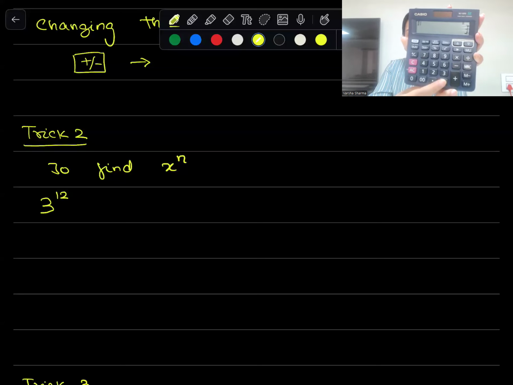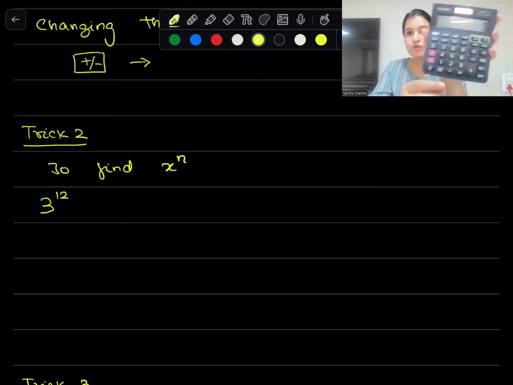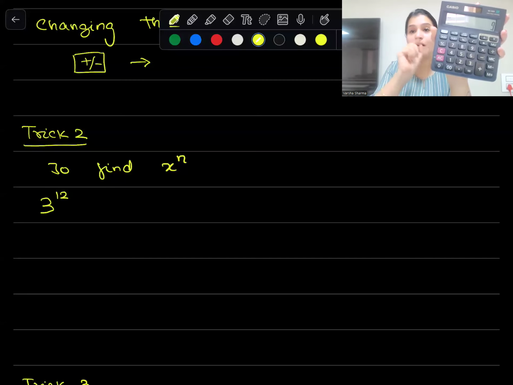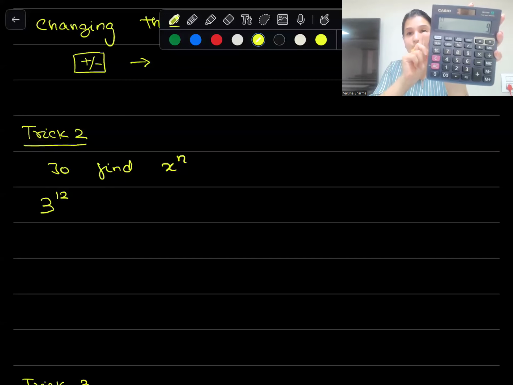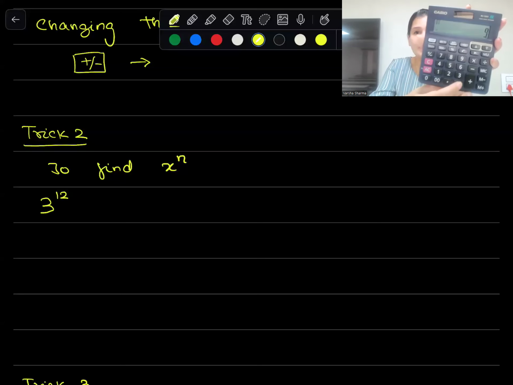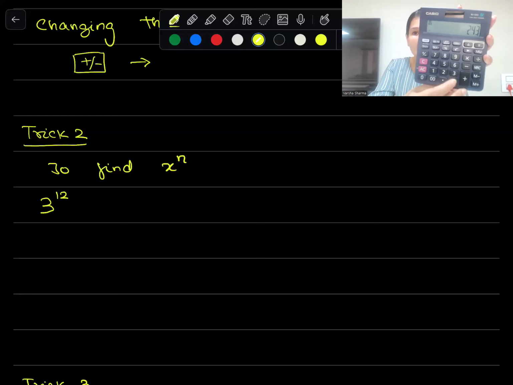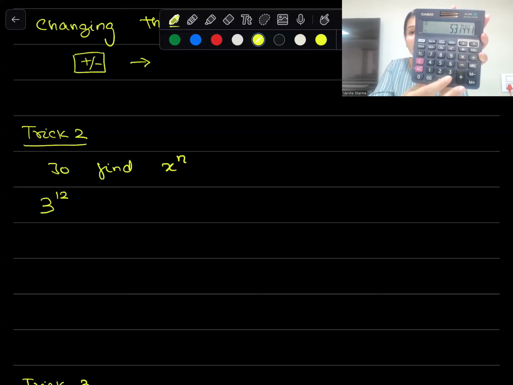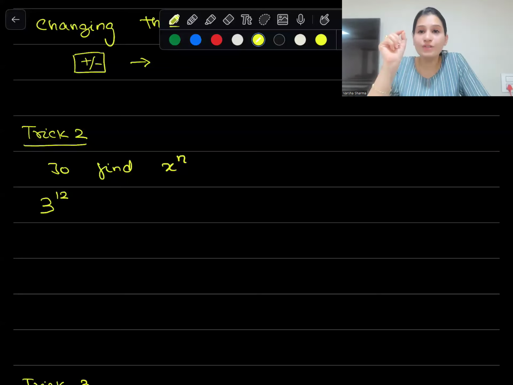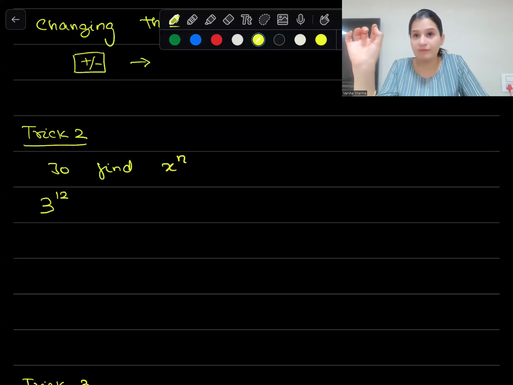As soon as I press equal to, we have got 9. 9 is 3 square. So the first time I press equal to, I have calculated 3 power 2. Now start pressing: 3, 4, 5, 6, 7, 8, 9, 10, 11, 12. So press equal to 11 times, because as soon as you press equal to once, it calculates power 2. Now start pressing it and count as you get to 12.